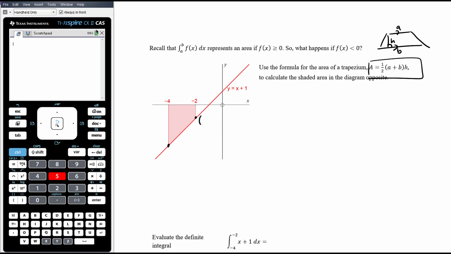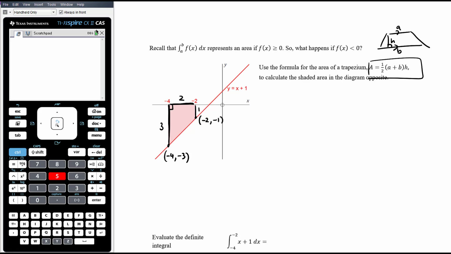So when x equals negative 2, y will be negative 2 plus 1, so that's negative 1. So that means that distance there is 1. Okay. When x equals negative 4, y will be negative 4 plus 1, which is negative 3. So that means that that distance there is 3. Okay. That distance there is 2.